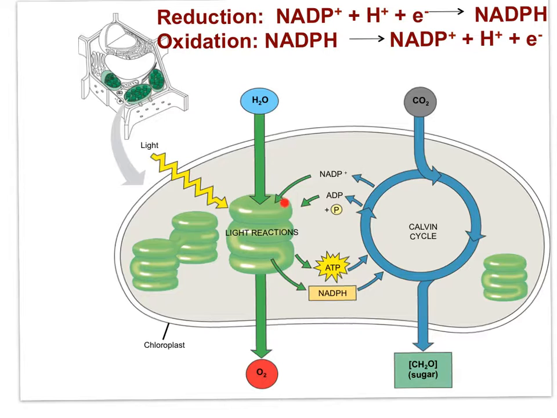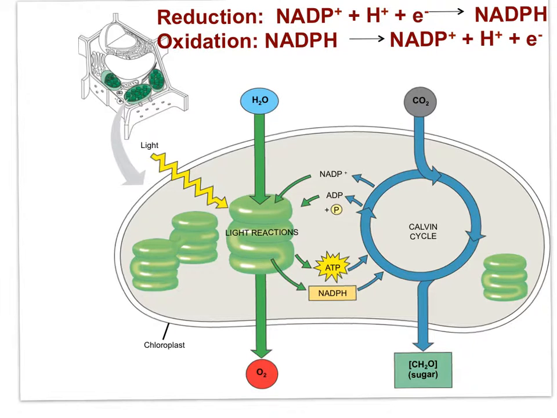Light arrives to the thylakoid membrane. Water is split by the light, replacing the lost electrons from chlorophyll. Oxygen is evolved. NADP plus is reduced to NADPH in the light-dependent reactions. ADP is phosphorylated in the light-dependent reactions.